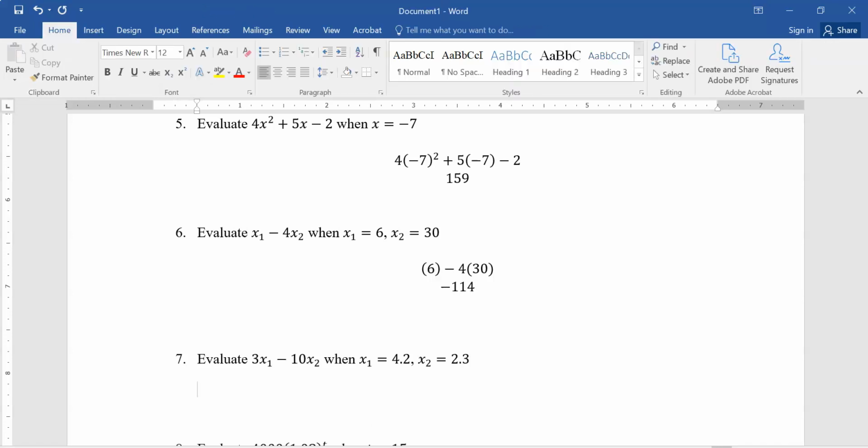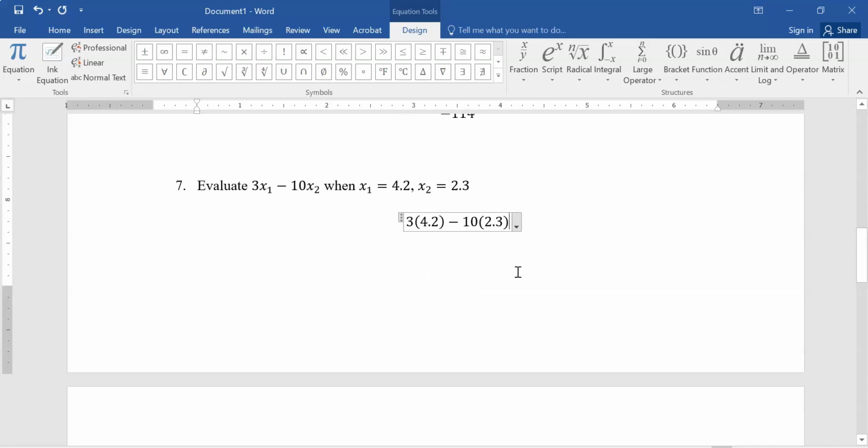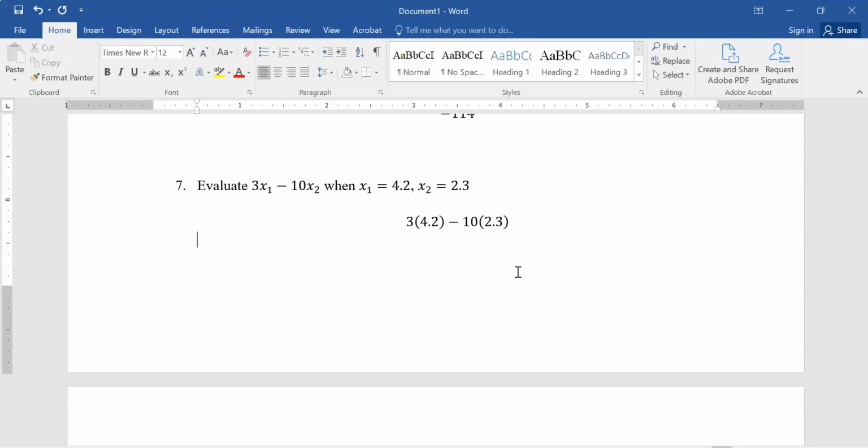We can do the same thing here on problem number 7. On problem number 7, the first variable is 4.2, so we're going to take 3 and then in parentheses 4.2. By the way, I'm typing this into my calculator exactly the same way, using parentheses each time. I just like to be consistent every time I do something. So 3 times 4.2 minus 10 times 2.3 is negative 10.4.